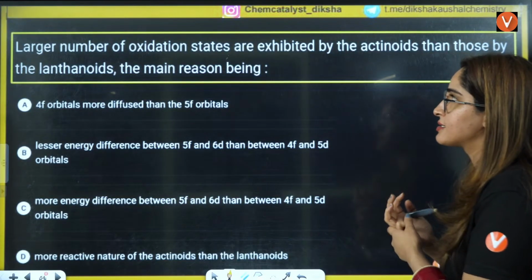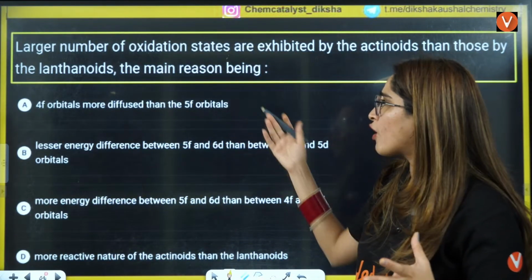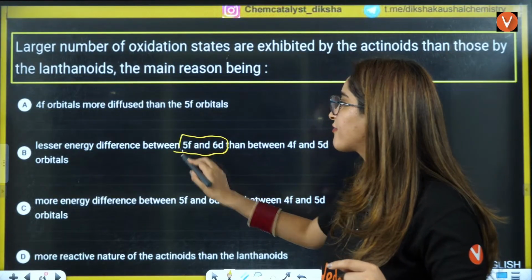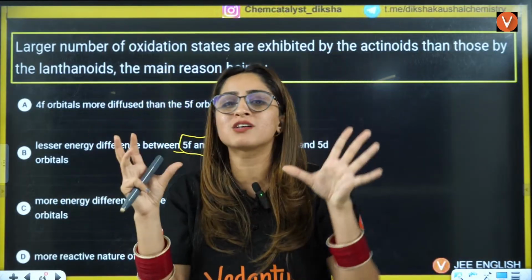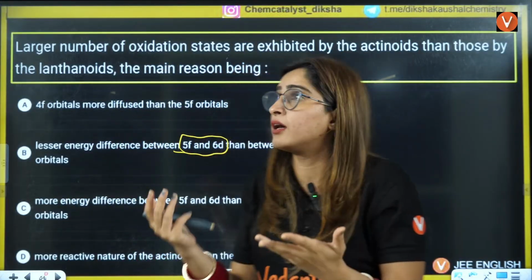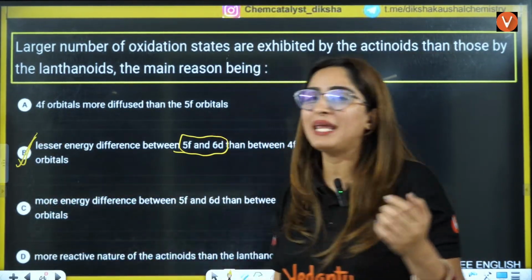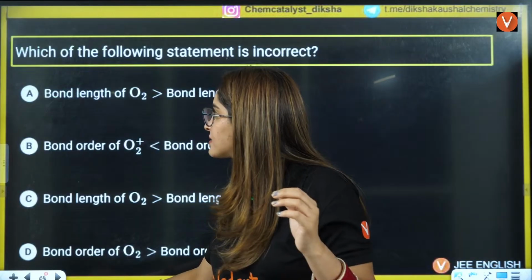Next question is, a larger number of oxidation states are exhibited by actinoids than by lanthanoids. The main reason is, see, why are larger oxidation states exhibited? 5f orbitals are more diffused, with a lesser energy difference between 5f and 6d. So because of the smaller energy difference, the variable oxidation states are more in actinoids as compared to lanthanoids. So B is the correct answer.